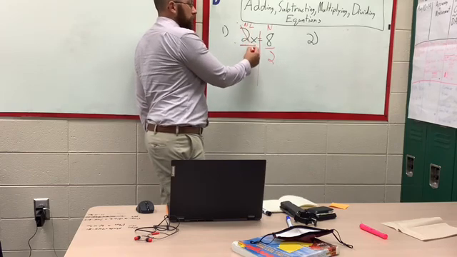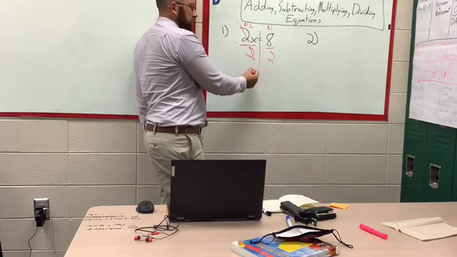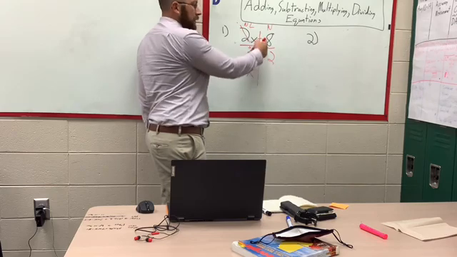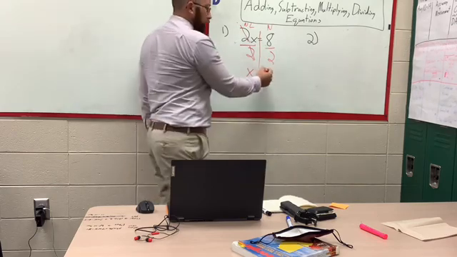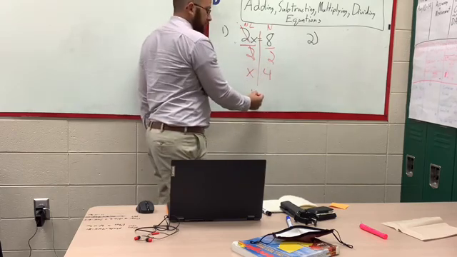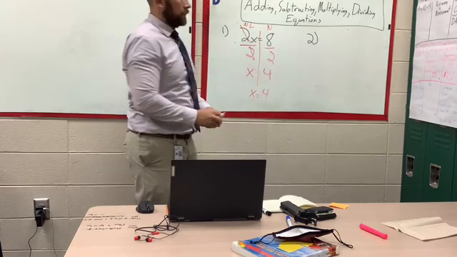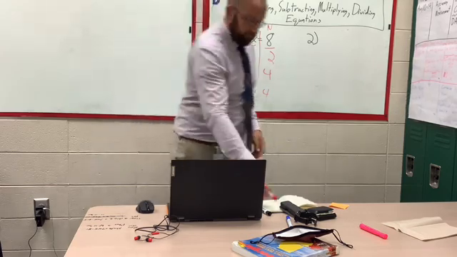These will cancel each other out, and then you just get an x left over. 8 divided by 2 is 4. X equals 4, all right?